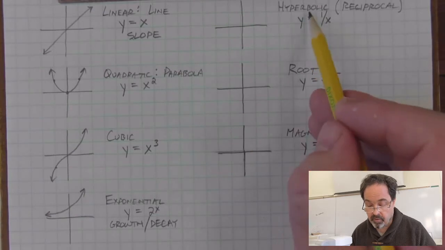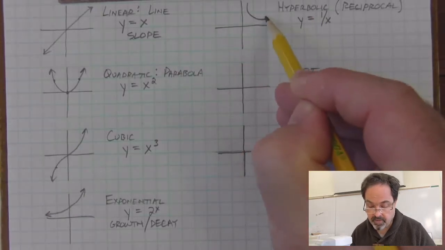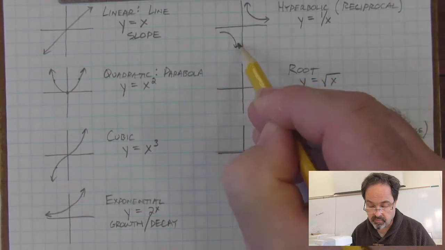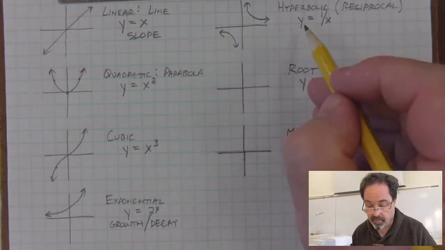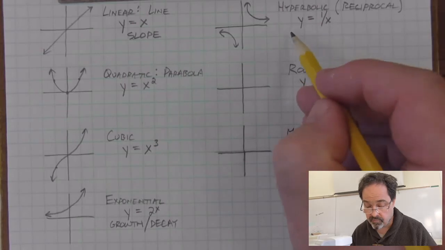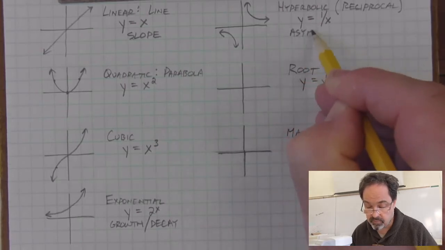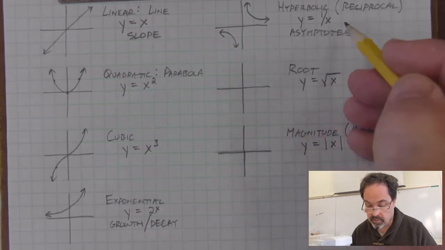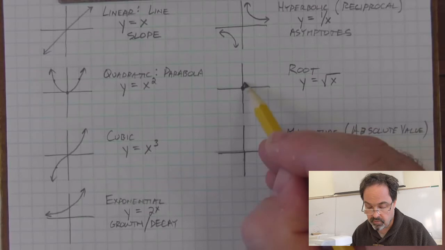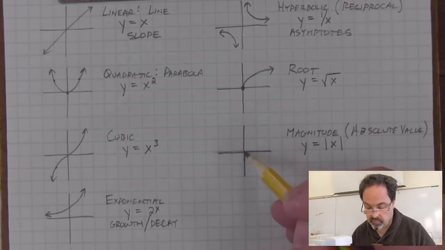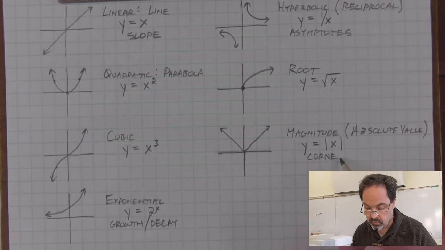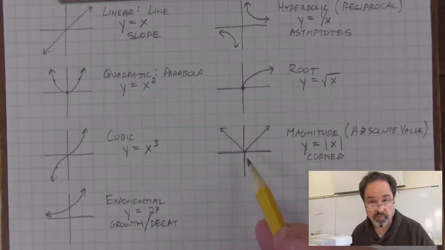The graph of a hyperbolic function is called a hyperbola. It's fairly unique in that it has branches, and the hyperbola has asymptotes. The parent hyperbolic function has asymptotes that are the x and y axis. The root function starts at the origin and is represented only in the first quadrant. And the magnitude function is unique in that it has a corner, a sharp angular feature in the graph.